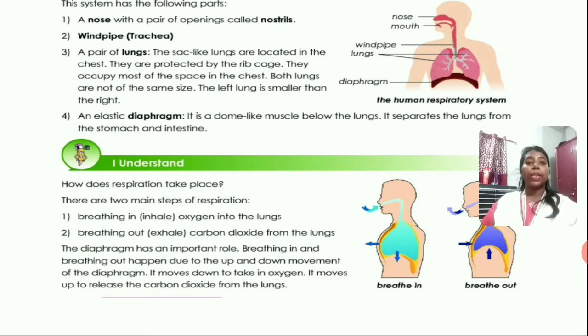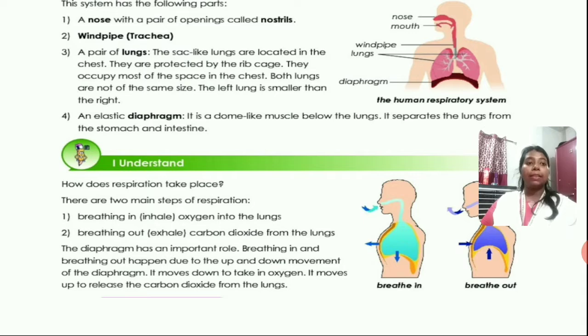Yes, so what was the other name of the windpipe? The other name of the windpipe was trachea. Yes, the windpipe is a type of pipe, a tube-like structure. Then through the windpipe it reaches our lungs. Yes, the lungs are sac-like. And we have two lungs, one on the right-hand side and one on the left-hand side. And we know that the left lung is smaller than the right one.